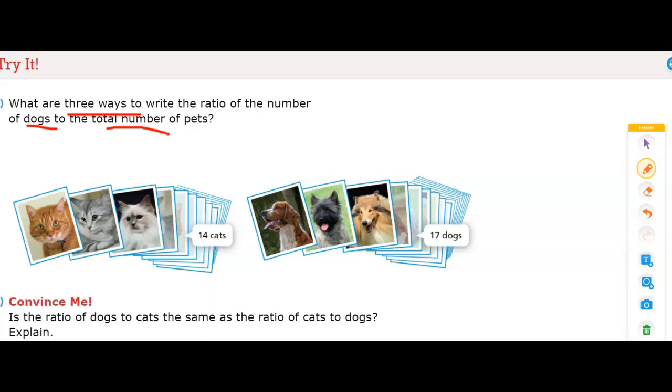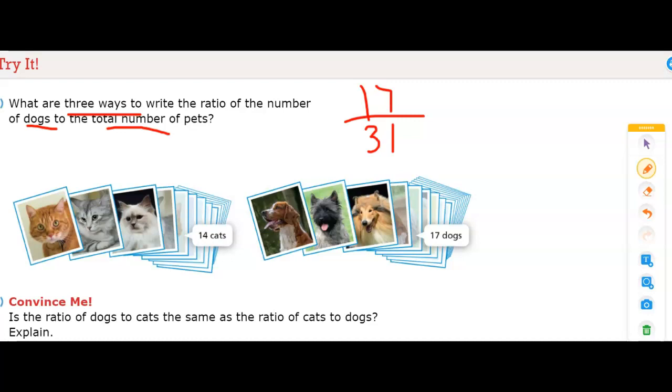So according to the picture, the number of dogs is 17. So we have 17 as our first number, and we're going to write it as a fraction over the total number of pets. So the total number would be the number of dogs plus the number of cats. So 17 plus 14 is 31. So 31. And then it asks us to write the ratio in three ways.